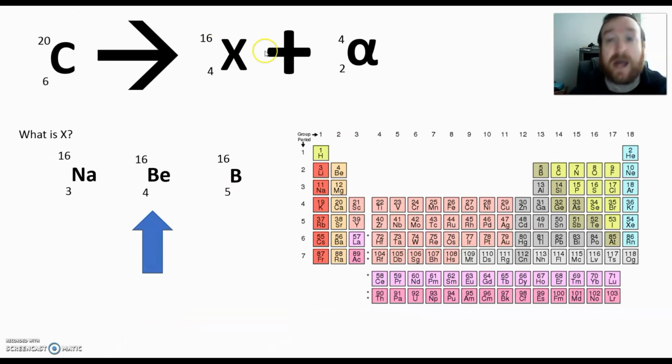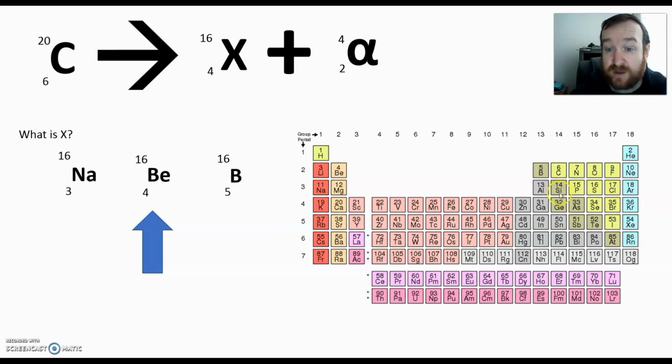Here's another example. How do we figure out what that X is? We need to look for the atom that's got 4 protons. We can go along this table and we can see that beryllium has 4 protons. It's not going to be lithium that's got 3. It's not going to be boron that's 5. Its atomic mass, 16, is all correct, but it's got to have the right atomic number.